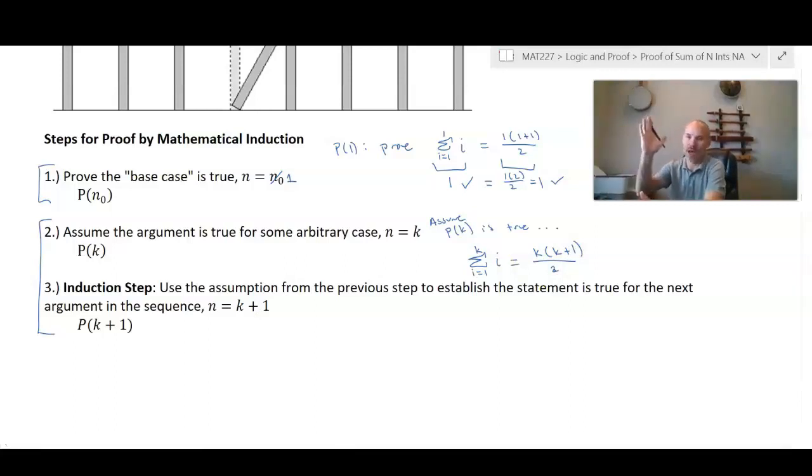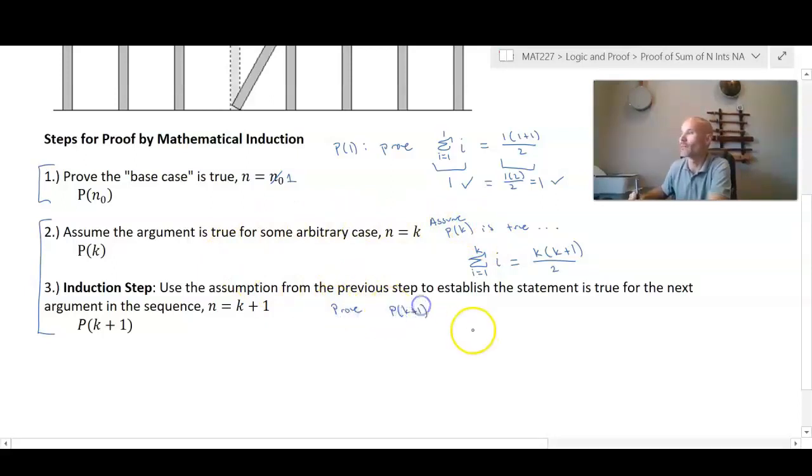In other words, assume that there's some domino that can be knocked over. We already know that there is one that can be knocked over, and that's P of 1, but we're trying to be very general here. So we want to now show that when that domino tips over, that kth domino, regardless of what k is, it will always tip over that next one. So now we need to prove P of k plus 1. We need to prove that that is true.